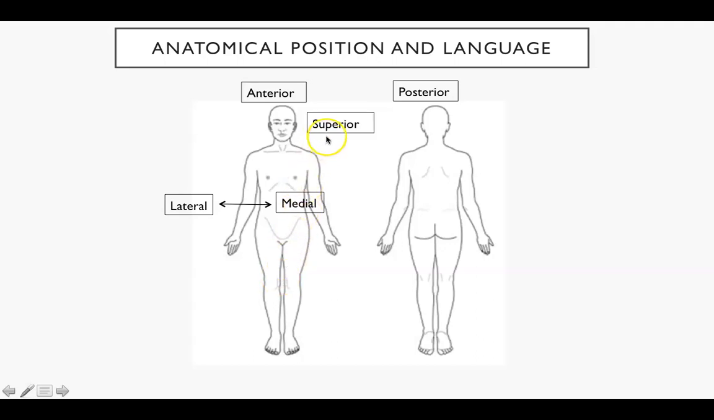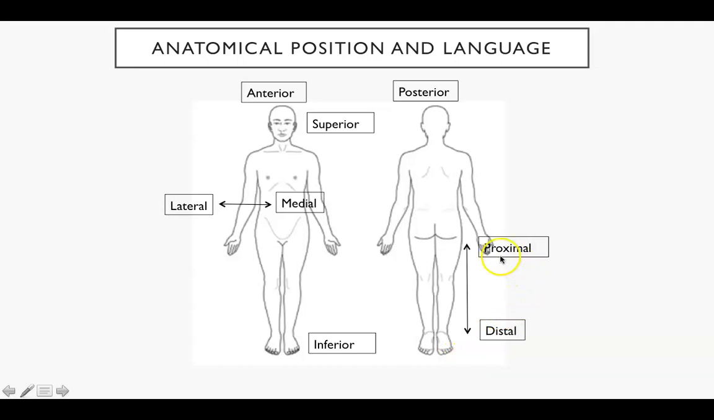We also have superior. From the descriptions you just received, superior means above, and we have inferior, which is below. If you think about it, the toes are inferior to the knee, the toes are inferior to the hip, the knee is inferior to the hip. Superior is above, so we could say the shoulder is superior to the elbow. We can say the knee is superior to the toes, the wrist is superior to the fingertips, and so on. Anything above is superior, anything below is inferior.